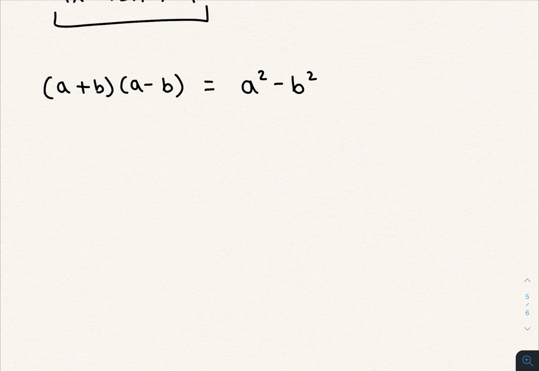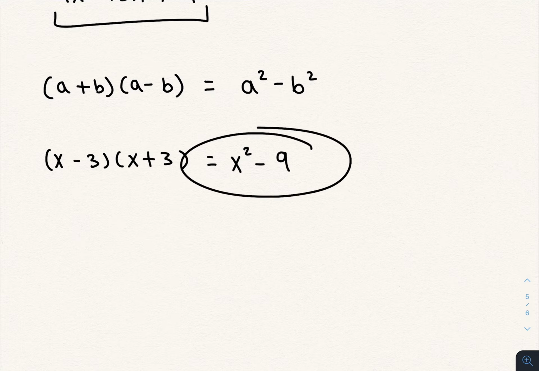Say if you have something like x minus 3 times x plus 3. You can rewrite this. Instead of multiplying everything out one at a time and adding like terms, you can do the first term squared, x squared, minus the second term squared, which is 9, just like that.